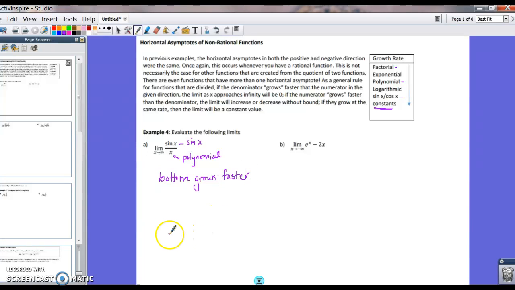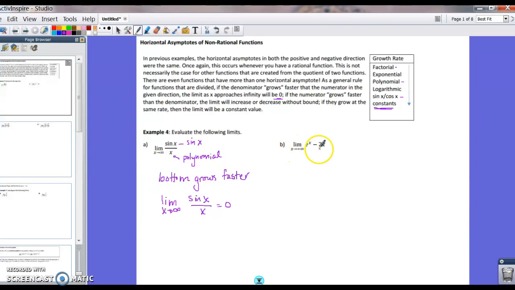Because my bottom grows faster, I can say that the limit as x goes to infinity of sine x over x is going to equal 0. If the bottom grows faster than the numerator, it approaches 0. Okay, so that's one example. Let's look at the second example, letter B here.